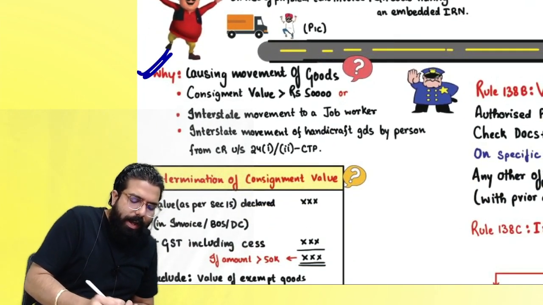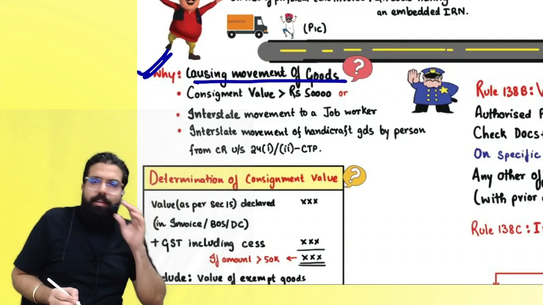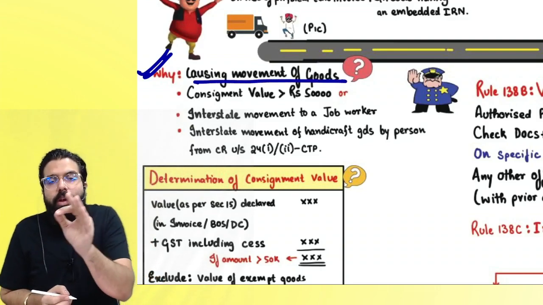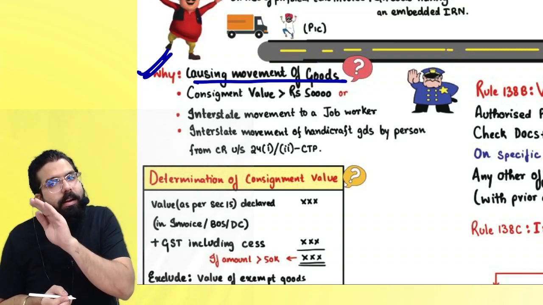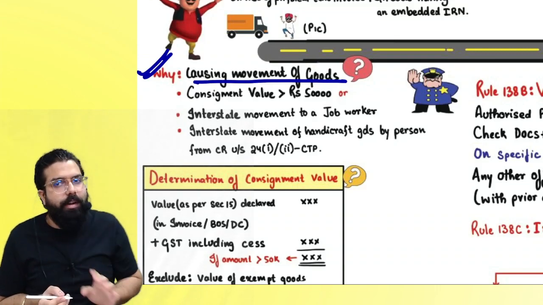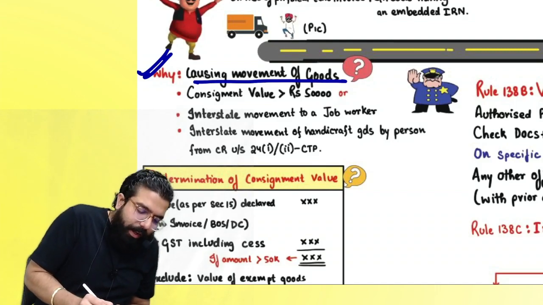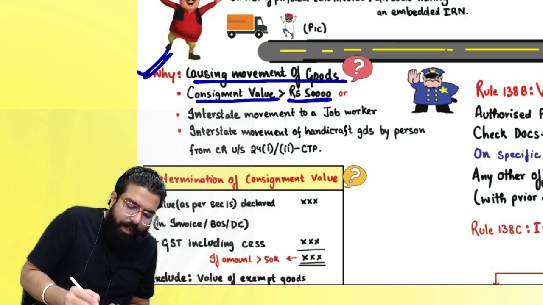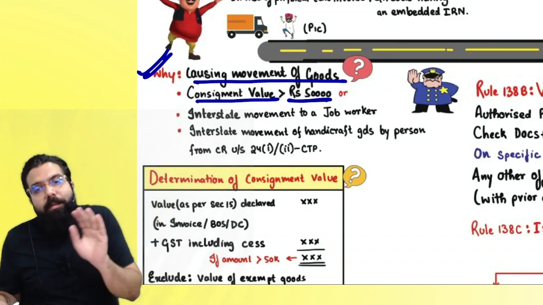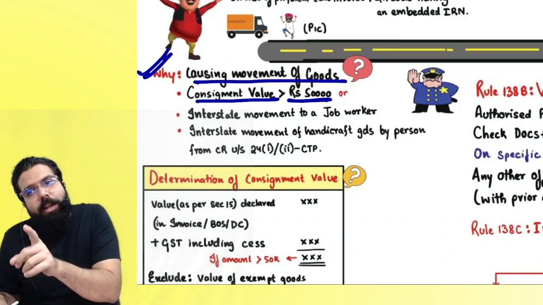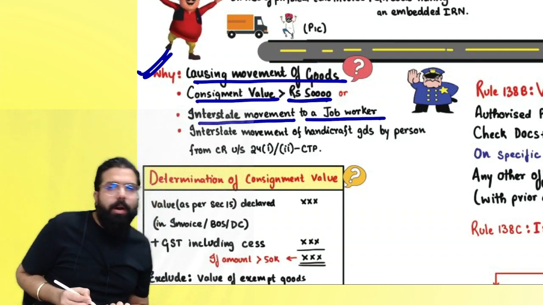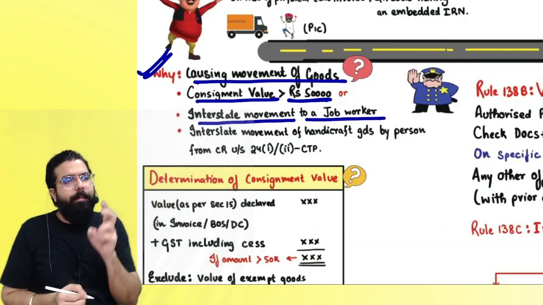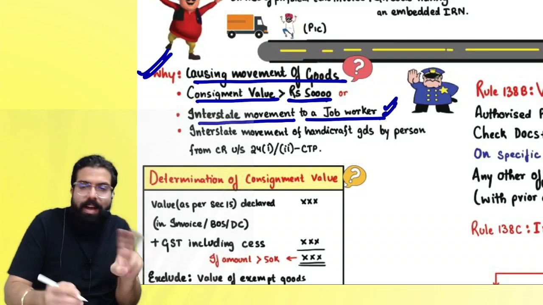When is e-way bill required? Whenever consignment value is greater than 50,000. So if you are causing a movement intra or inter and the consignment value is greater than 50,000, you are required to generate an e-way bill. Consignment value, whenever it is greater than 50,000, you have to generate e-way bill. Or, sir, whenever you are doing interstate movement to a job worker, then you are required to generate an e-way bill mandatorily, there is no value limit.